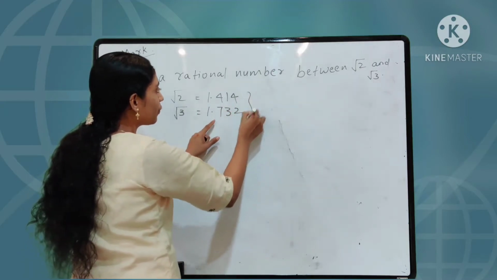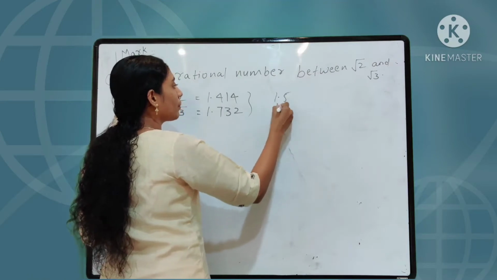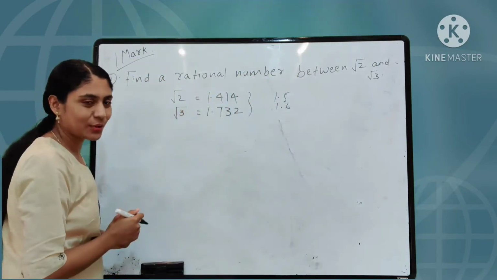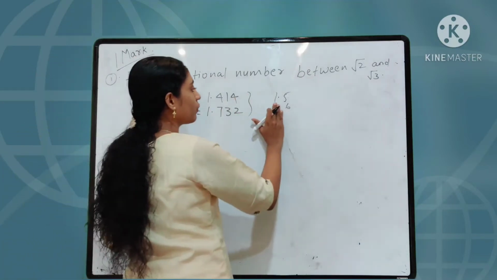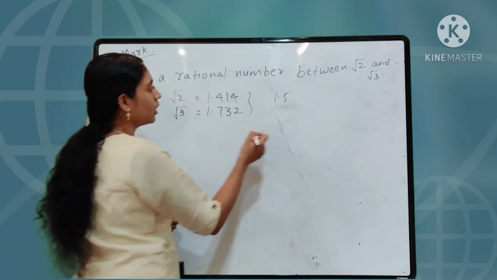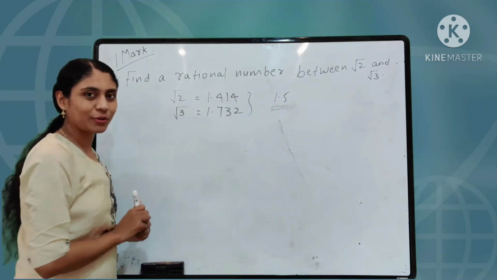So between 1.4 and 1.7 we can take any value, 1.5 or 1.6 or any number in between. So we can take 1.5. So a rational number between root 2 and root 3 is 1.5.